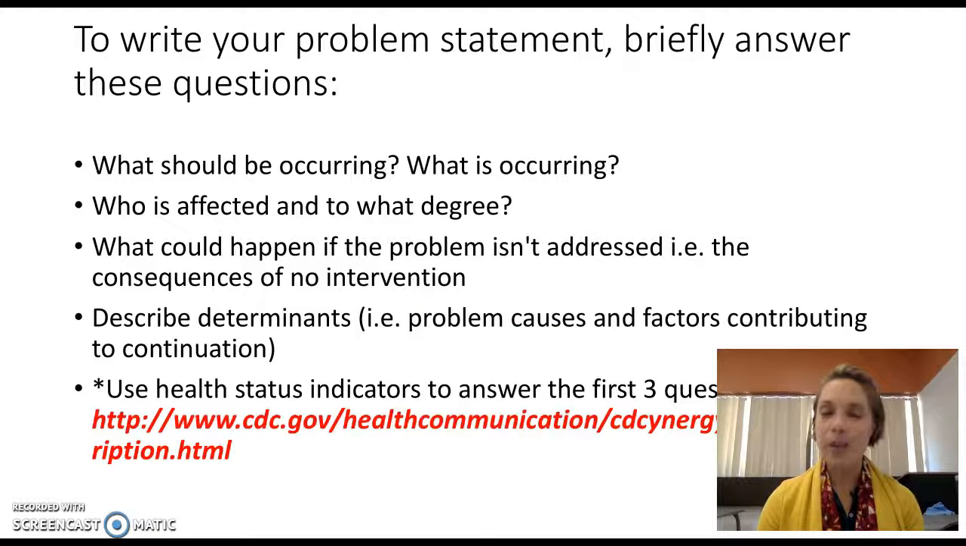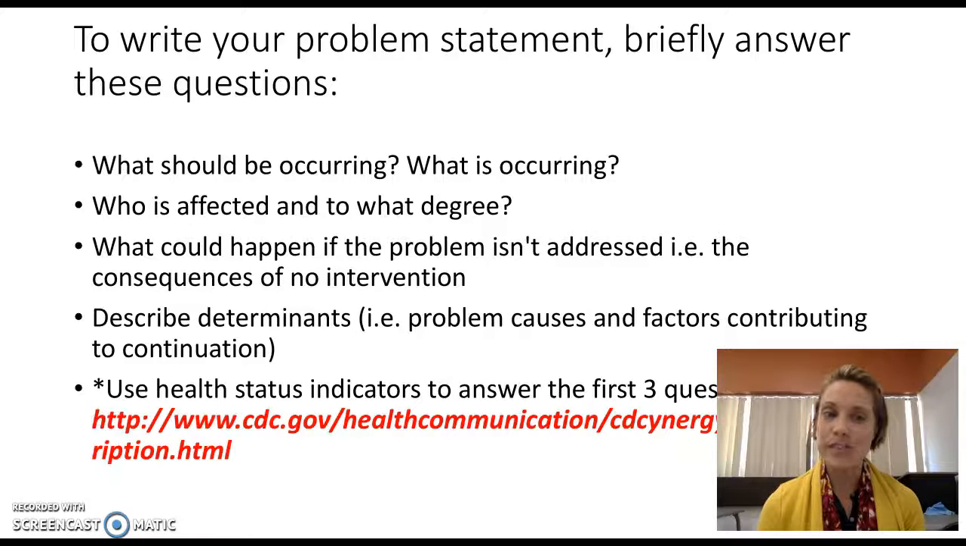So to write your problem statement, you're going to briefly answer these questions. So what should be occurring and what is occurring now? So why is it a problem, right? Who's affected by what's occurring now and to what degree? What could happen if the problem isn't addressed? So what are the consequences of not intervening at this point? And why are you so passionate about this?